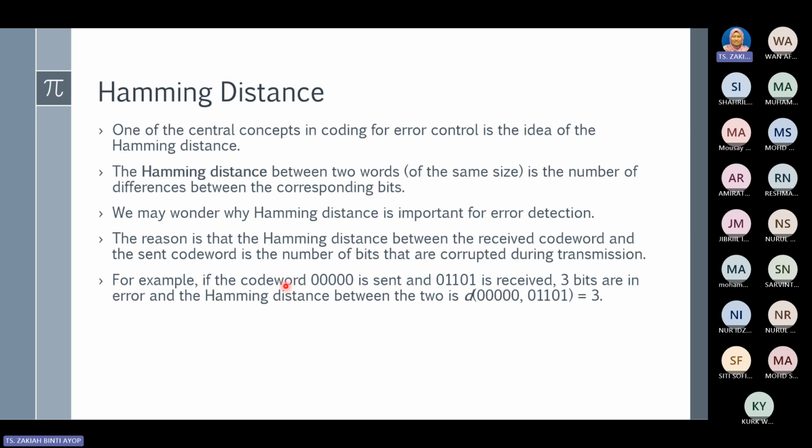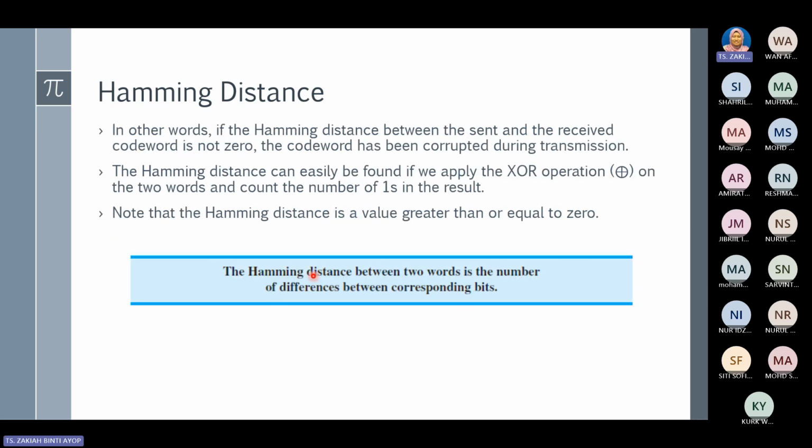For example, if the code word 00000 is sent and then 01101 is received, 3 bits are in error. These 3 bits, 111, are in error, and the Hamming distance between these two is 3. So in other words, if the Hamming distance between the sent and received code word is not 0, the code word has been corrupted during the transmission.